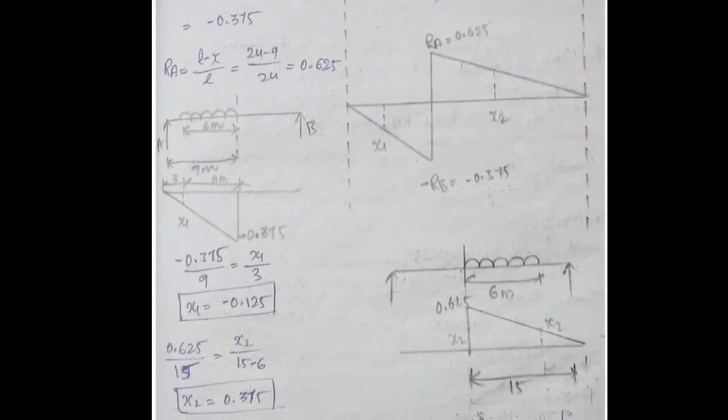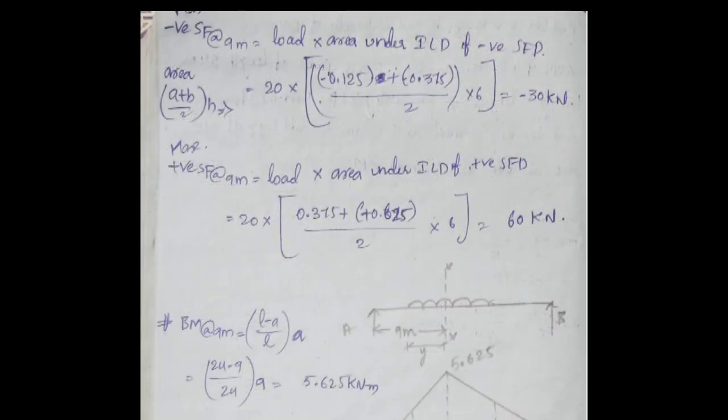So when the total UDL is placed to the left side of the section, we will calculate x1. How to calculate x1 using similar triangles: minus 0.375 divided by 9 equals x1 by 3. We will get x1 as minus 0.125. Similarly, we can calculate x2. That means when UDL is placed to the right side of the section, x2 is formed. x2 is 0.375. So maximum negative shear force at 9 meter equals load into area under ILD of negative shear force diagram, that is load 20 into area of the trapezoid. Then we get minus 30 kilonewton.